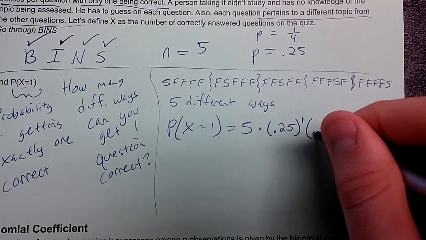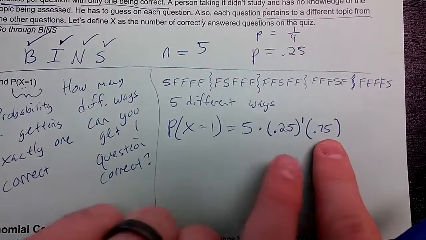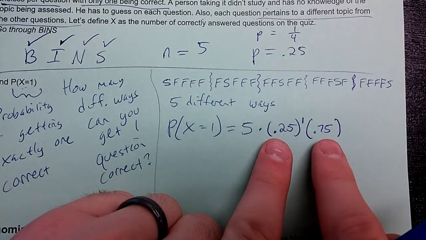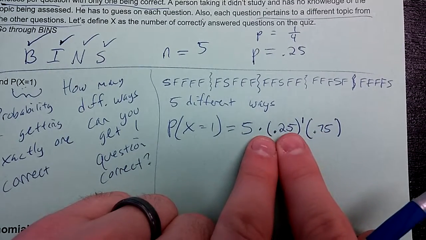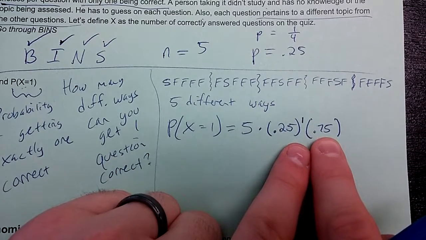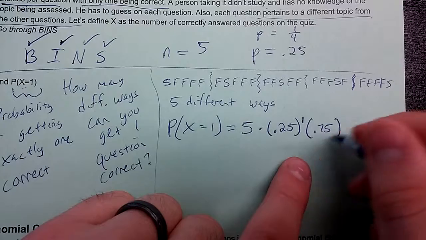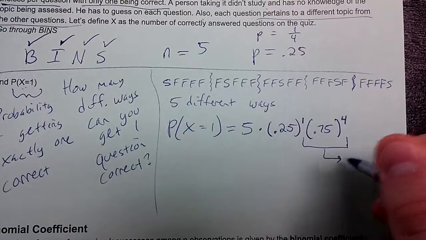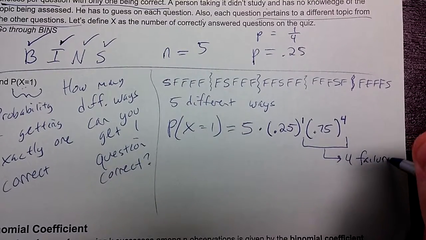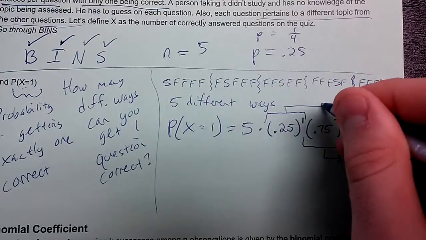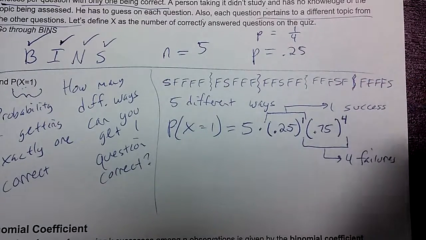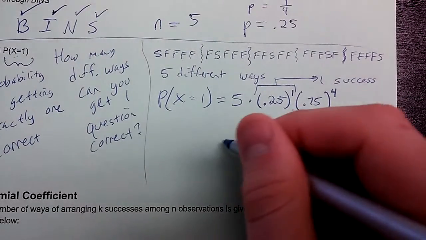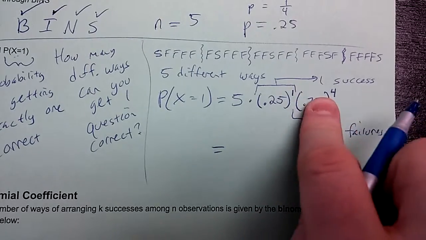The probability of failing is 0.75. And I get that because these two must add up to 1, because either you have success or failure. That's part of the binomial setting. It has to be binary. So this is 0.25. This is 1 minus 0.25, or 0.75. And there are 4 failures, so this gets a power of 4. Let's write that out. This is because there are 4 failures, and this is because there is 1 success. And you multiply by 5 because there are 5 different ways to actually do 1 success and 4 failures.